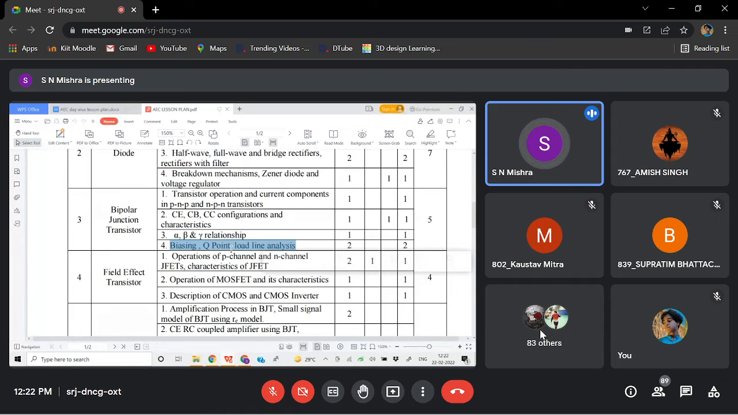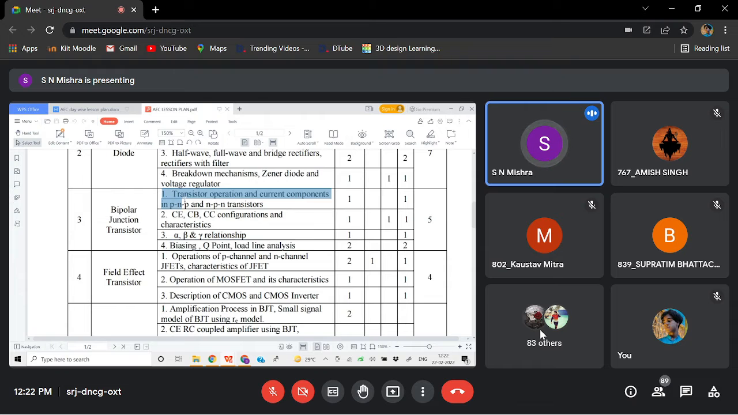So how much value of resistance I'll keep, what capacitance value I'll take, which type of transistor I should take, and how much supply voltage I should give, everything should be calculated, so that your required gain will be fulfilled. So that is biasing, Q point and load line, everything is included in that process. So we'll discuss that.